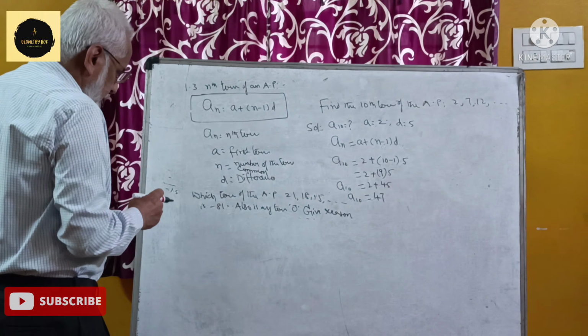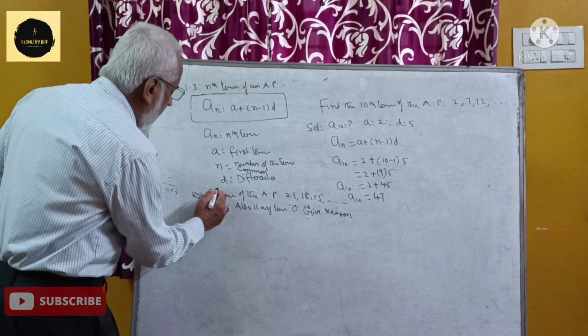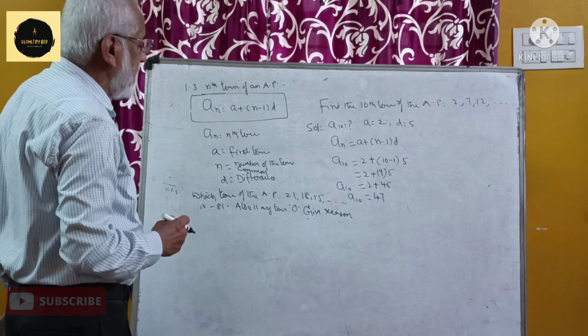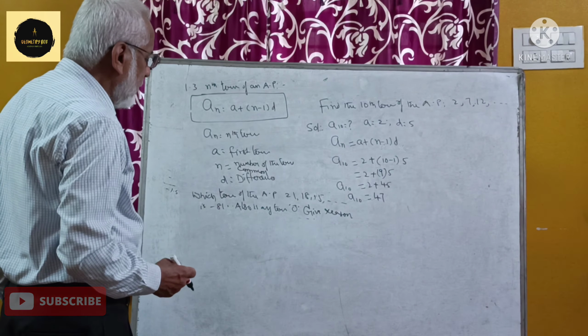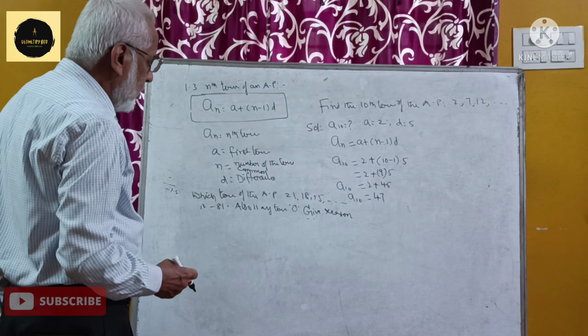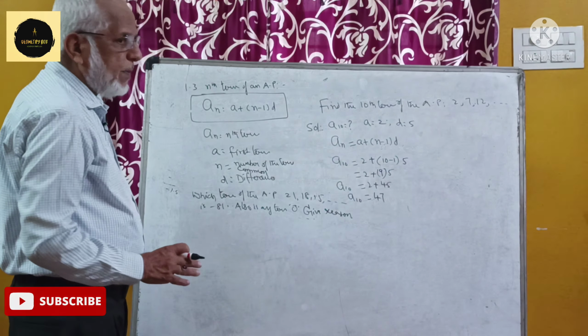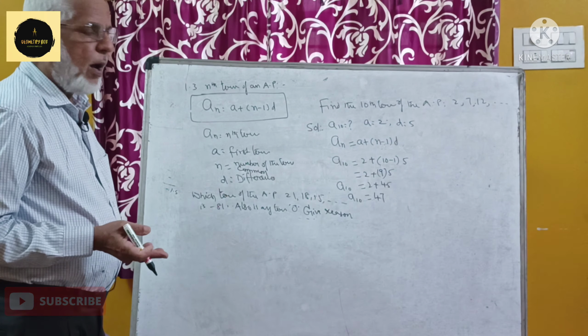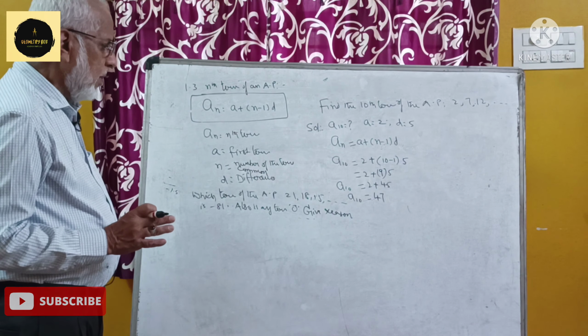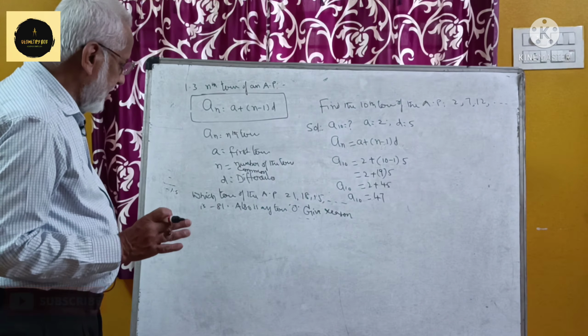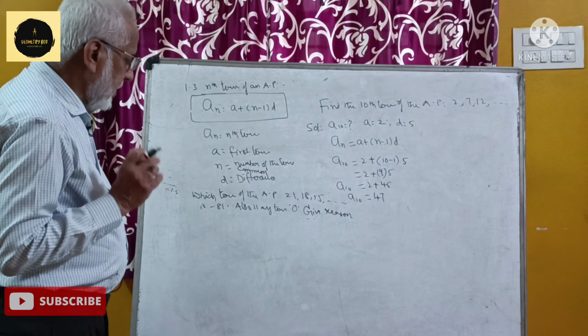Now first of all, read the question. Which term of the AP 21, 18, 15 is minus 81? Also, is any term 0? Give reason. Sometimes they are going to give the examples also in the board examination. Now first of all, I can write the solution.